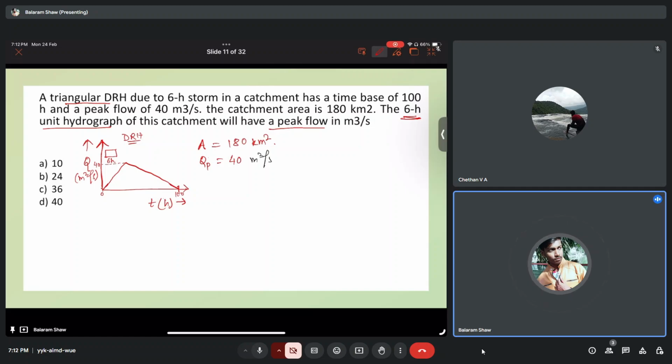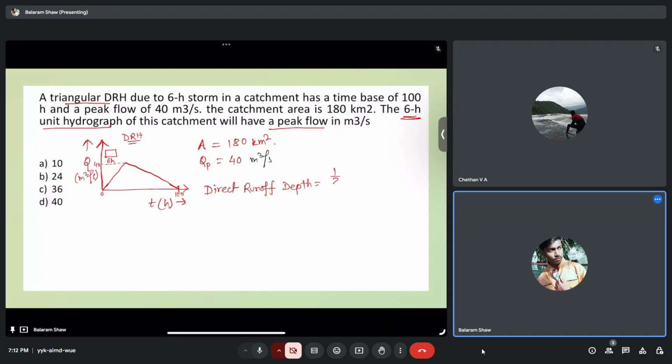So how can we calculate the direct runoff depth? It will be the direct runoff volume, so it will be half. The total area under this will give you the volume, right? So half into 40 into how much is the time? 100. This 100 is in hours. We'll change this to seconds, and the area we have is 180 kilometers square, right? We'll change this to meter square. You just do this, how much will you get?